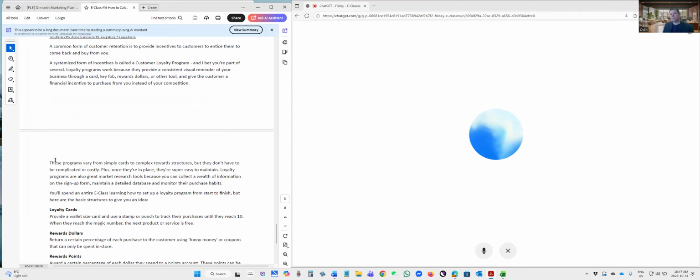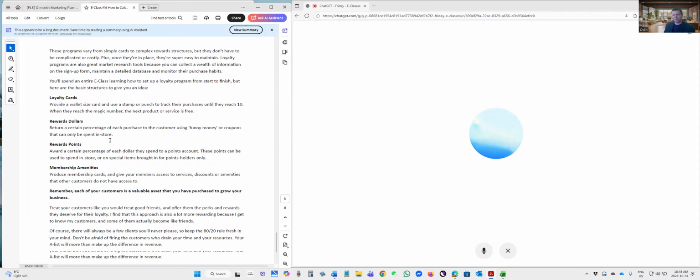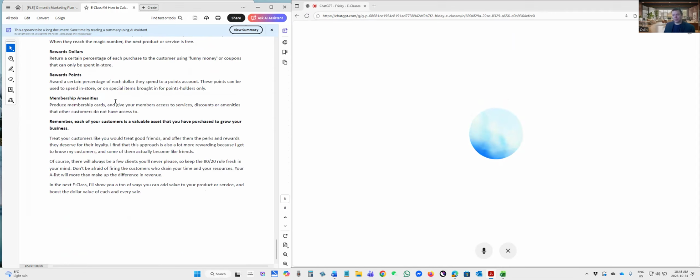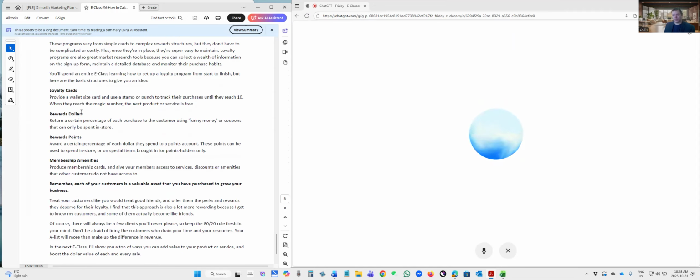These programs vary from simple cards to complex reward structures, but they don't have to be complicated or costly. Plus, once they're in place, they're super easy to maintain. Loyalty programs are also great market research tools because you can collect a wealth of information on the sign-up form, maintain a detailed database, and monitor your customers' purchase habits. You'll spend an entire e-class learning how to set up a loyalty program from start to finish, but here are the basic structures to give you an idea. Loyalty cards, rewards dollars, rewards points, and membership amenities.